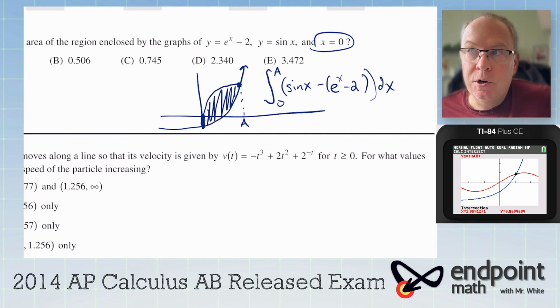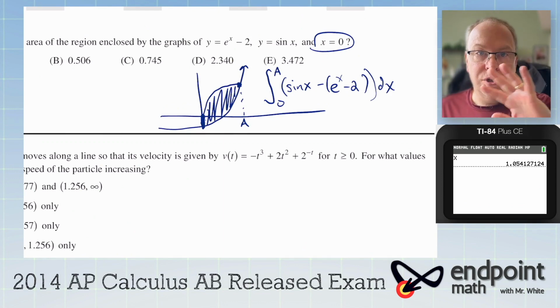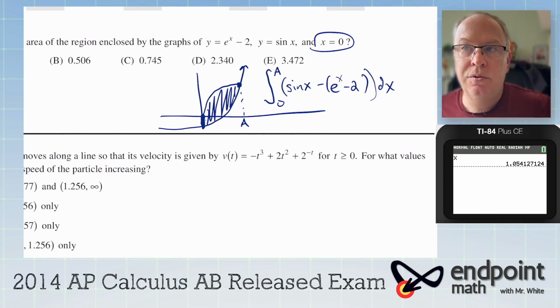So here's the first little trick I'm going to show you with the TI. Currently, the variable x now holds that number. So if I type x, it's that. But I could lose that. Like if I trace somewhere else on the graph, I'm going to lose that. So watch what I do. I'm going to store it.